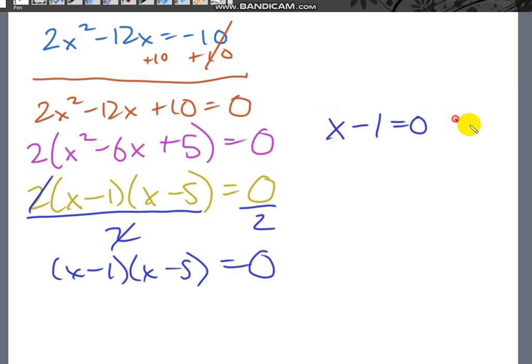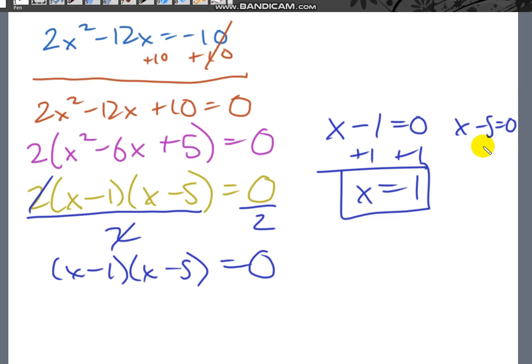So x minus 1 equals 0, and x minus 5 equals 0. So what we can do, add 1 to both sides, we get x equals 1 here, add 5 to both sides here, and we get x equals 5. And as you see, those are two different ways that you could go ahead and solve it.